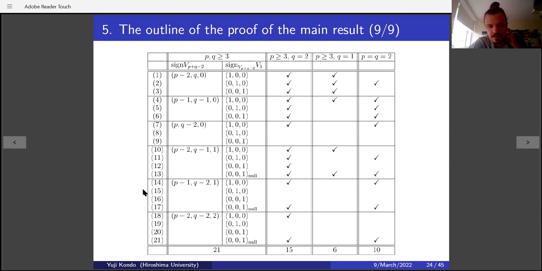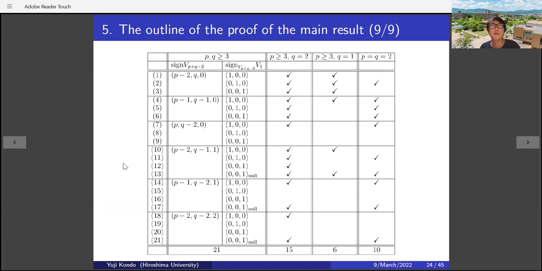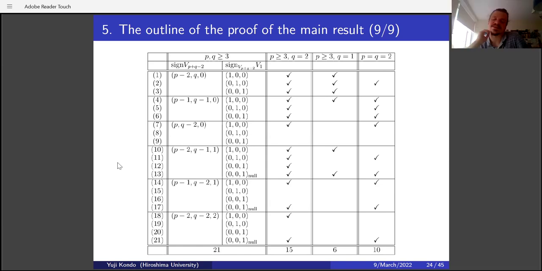I see. And what do you mean by this subscript null? I just wanted to emphasize that V1 is included in the radical. So I didn't come up with any other notation. Yeah, I see. All right.